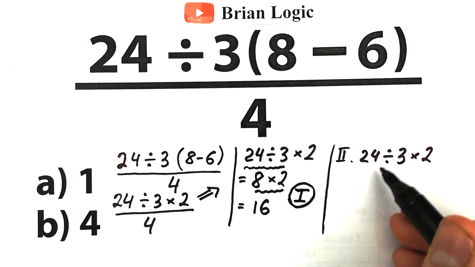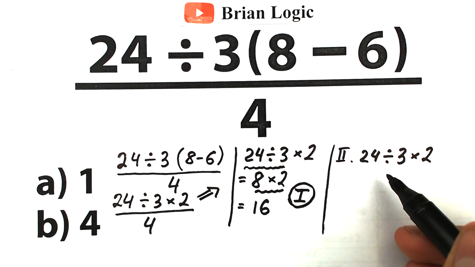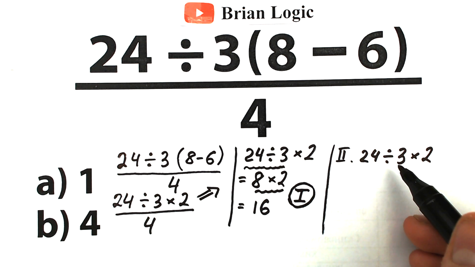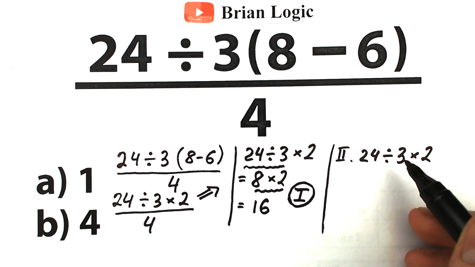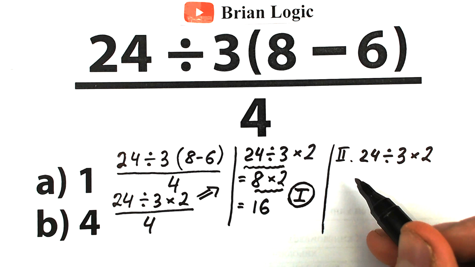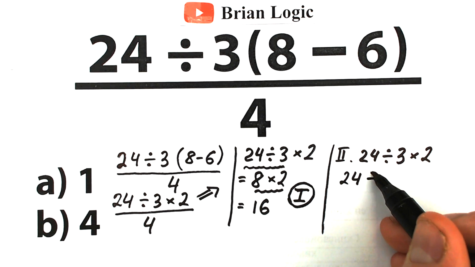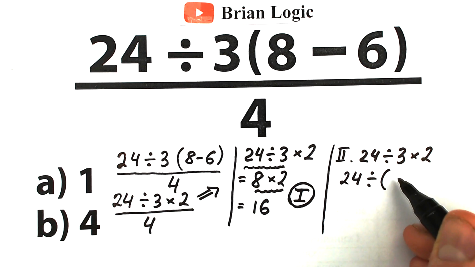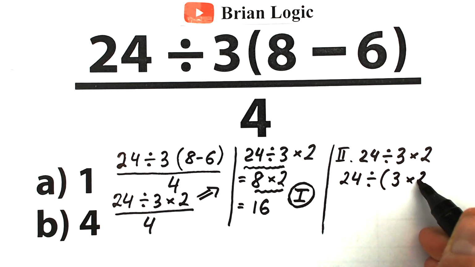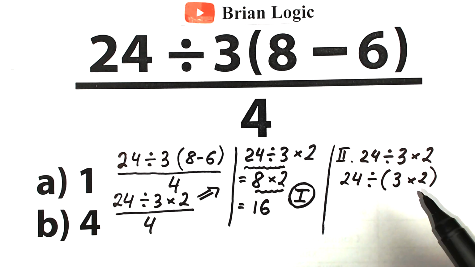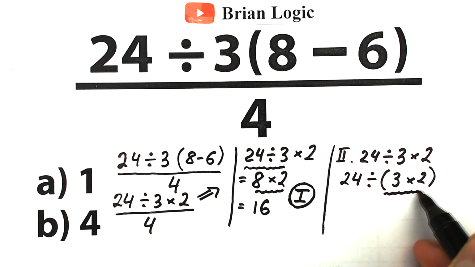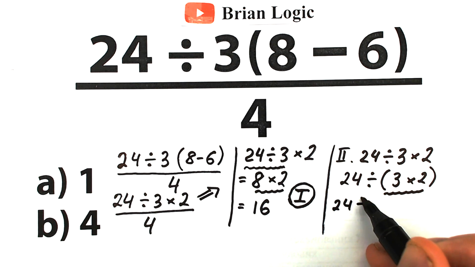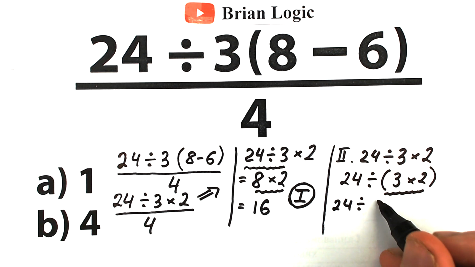Historically, the division symbol was used to mean you should divide by the entire product on the right of the symbol. So under this interpretation, we should write it as 24 divided by the whole expression, which I put inside parentheses: 3 times 2. Order of operations, we have parentheses as our first step. So we have 24 divided by 3 times 2 equal to 6, so 24 divided by 6 equals 4.